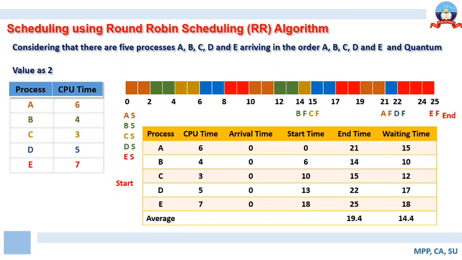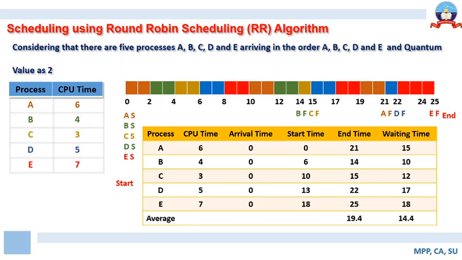Now we'll estimate the turnaround time and the waiting time for the individual jobs. For A, the turnaround time: A completes its execution by 21, so 21 minus 0 is 21. B completes by 14, so 14 minus 0 is 14. C completes by 15, so 15 minus 0 is 15. D completes by 22, so 22 minus 0 is 22. E completes by 25, so 25 minus 0 is 25. So the average turnaround time is 19.4.